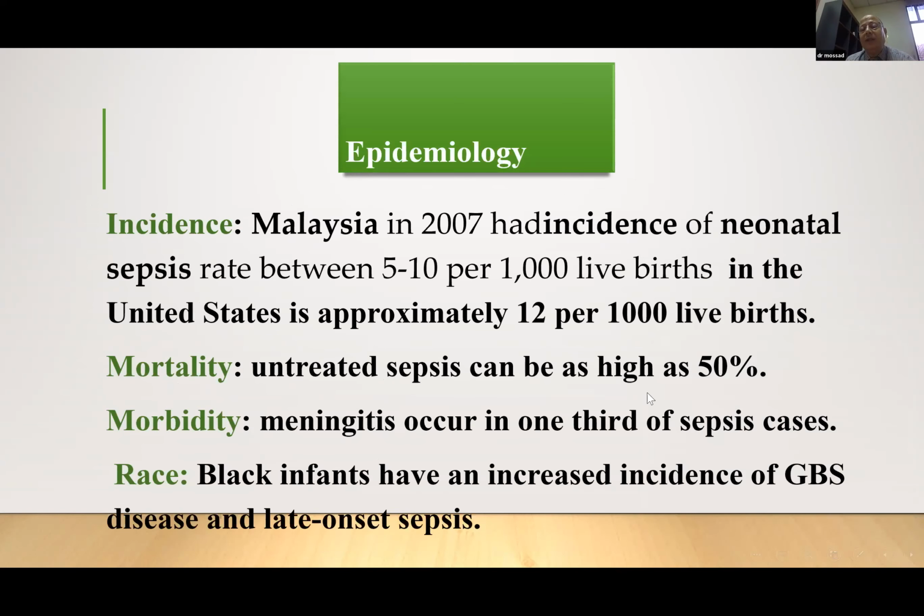As we said before, the international incidence is different between countries. But in Malaysia in 2007, they said between 5 to 10 per 1,000 live births. In the United States, it is 12. Mortality of untreated sepsis, take care please, is 50%, and for morbidity, meningitis occurs in one third of the cases. There are some ethnic differences for that. So remember, sepsis is a common cause of mortality and morbidity.